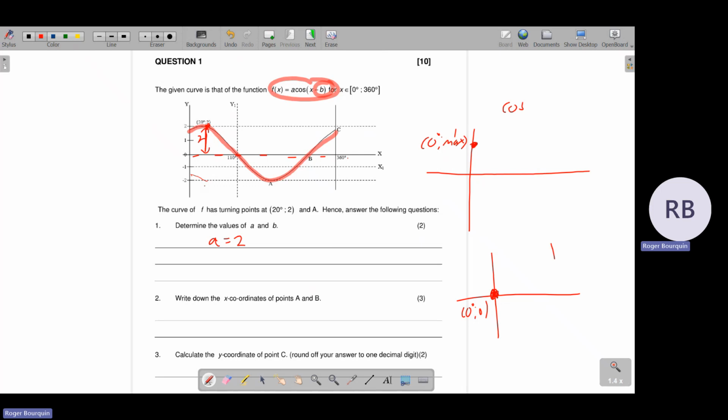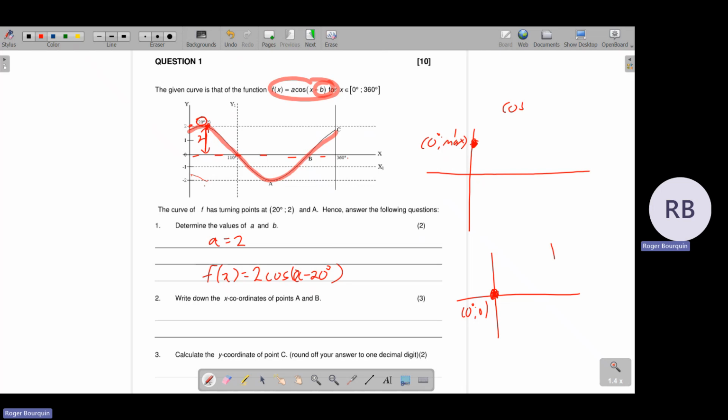So are we happy that A is 2? Normally the maximum for a cos graph is at 0 degrees. You have to know this. Now the maximum is at 20 degrees, so you'll be shifted 20 degrees to the right compared to normal. Normally it should be here, now it's gone 20 degrees to the right. So you should end up with f of x equal to 2 cos x, and horizontal shifts go in the opposite direction, so you should get 2 cos(x minus 20).